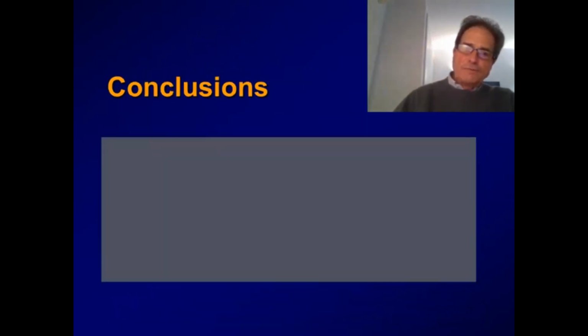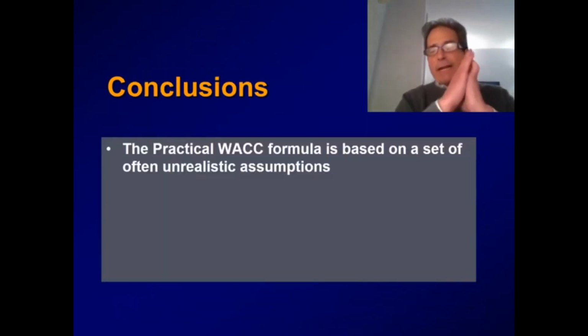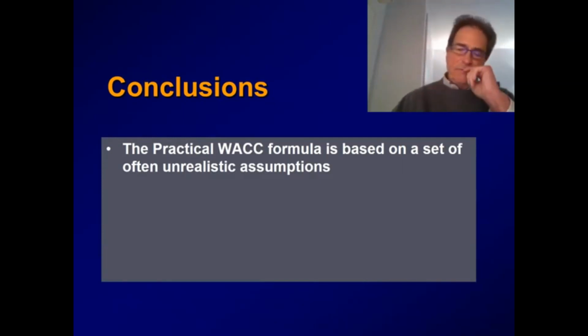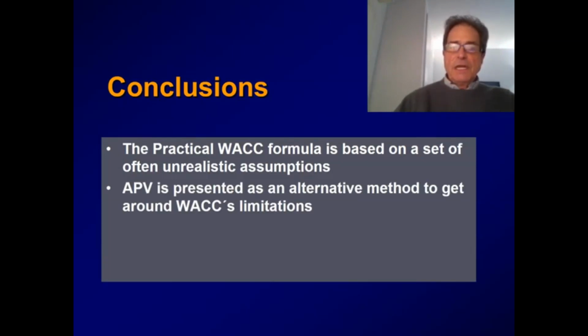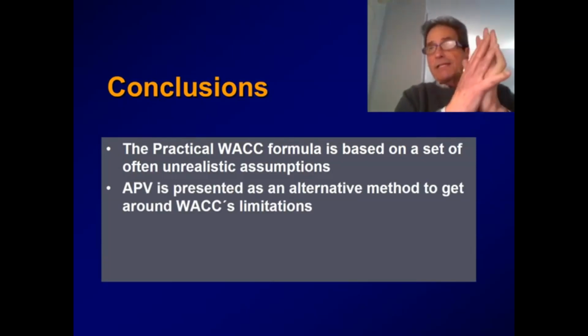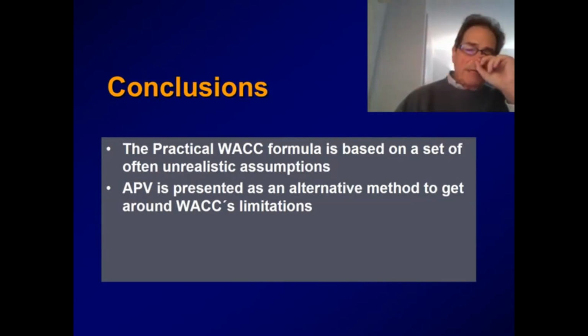So we can conclude that the practical WACC formula is based on a set of often unrealistic assumptions, basically cash flow perpetuities, constant leverage ratio, and a unique and fixed corporate tax rate. APV is presented as a promising alternative method to get around WACC's limitations.